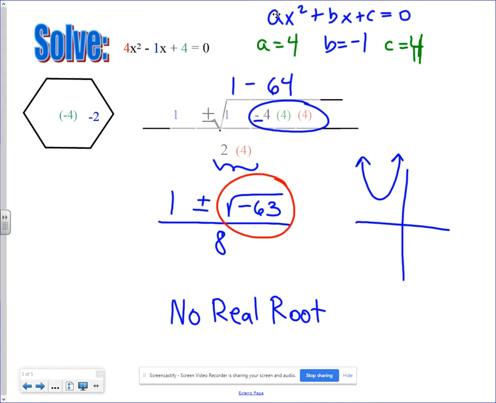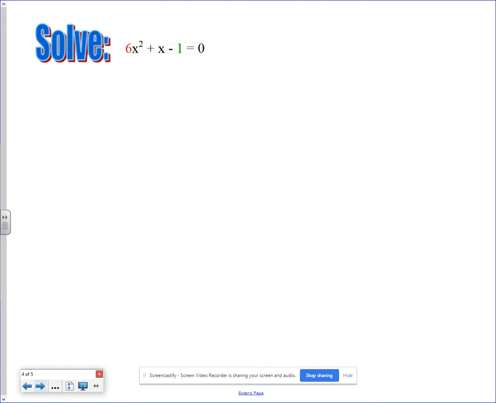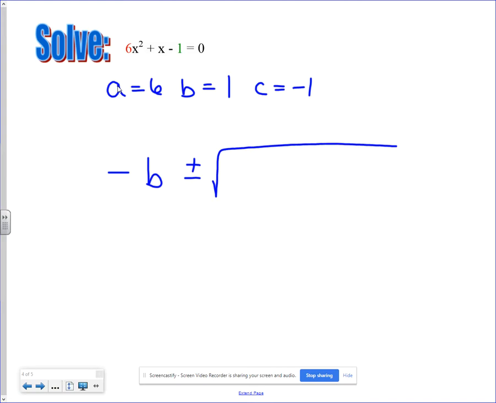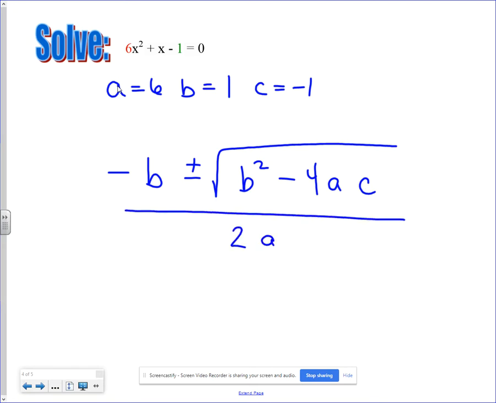All right, let's try one more example here. Let's look at this example. 6x squared plus x minus 1 is equal to 0. So again, let's identify our values of a, b, and c. So a is 6, b is 1, c is -1. Then the quadratic formula is -b plus or minus the square root of b squared minus 4 times a times c all over 2 times a.